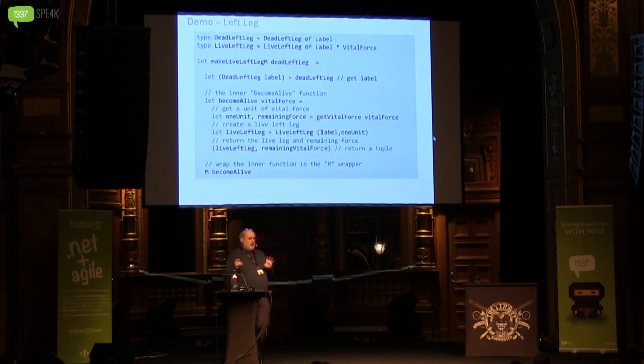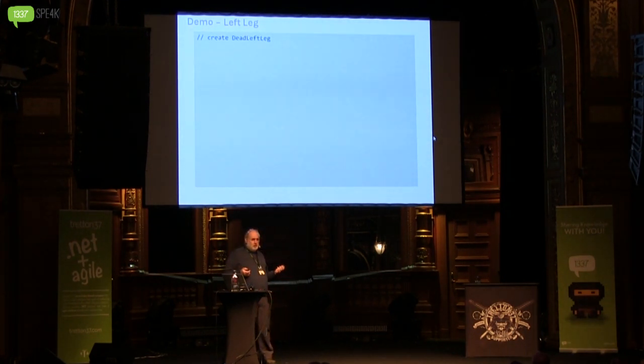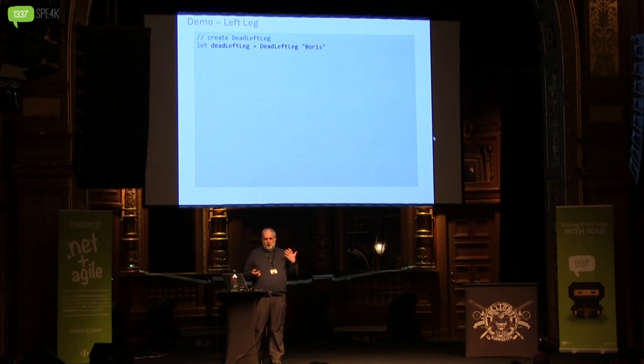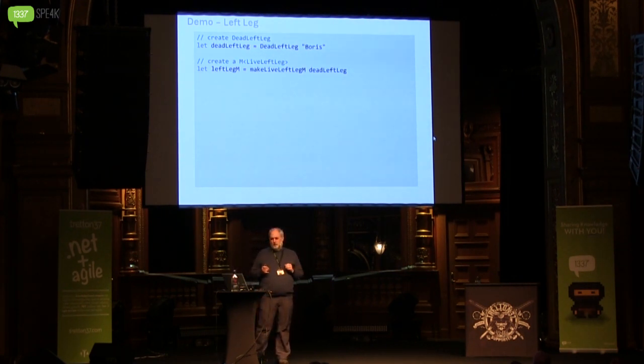Okay. So again, the point here is not really to understand the code in detail. The point is that it's really just like 4 lines of code to make one of these M things. It's not a complicated thing at all. And then we want to use it when we actually want to run the thing. Here's a real dead left leg called Boris. And we make a leg M thing. So that's something we can do right now without having the vital force, without having the lightning available. We can create one of the M things right away.